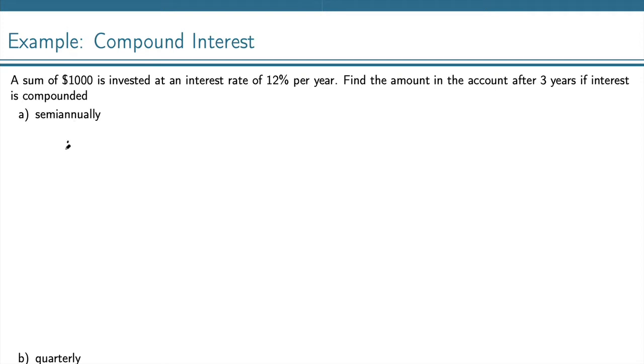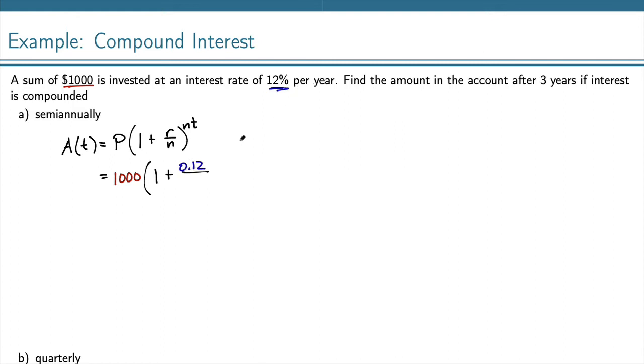So our formula for compound interest is the amount after time t equals P, the principal, times 1 plus r over n, to the n times t. So our principal, P, this is the amount we start off with. So that's the $1,000. Then we have 1 plus r, the interest rate, and that's our 12% per year. Writing that in decimal form, that's 0.12.